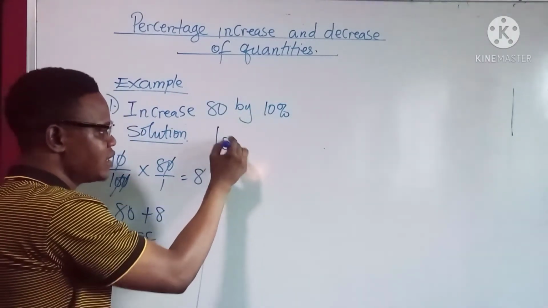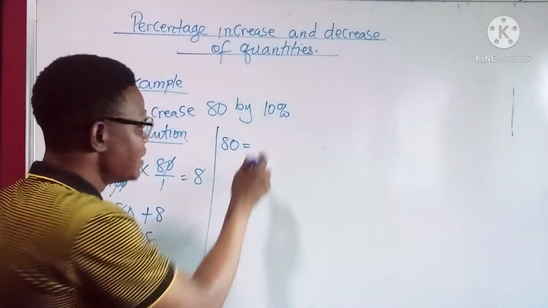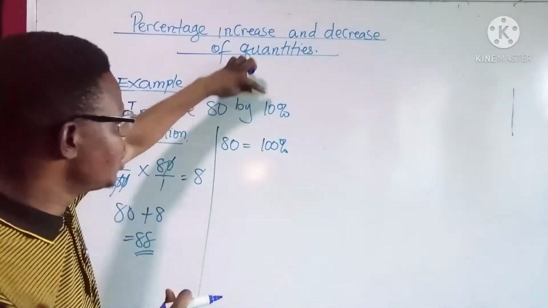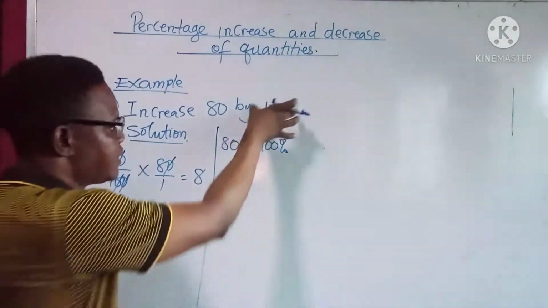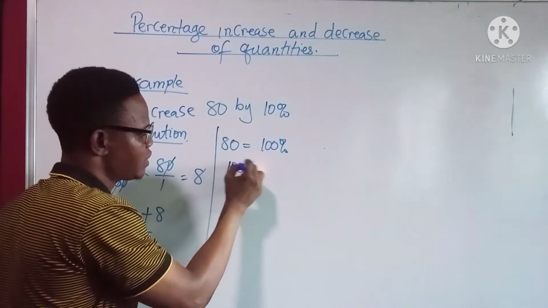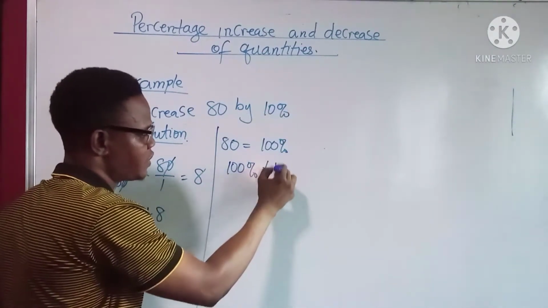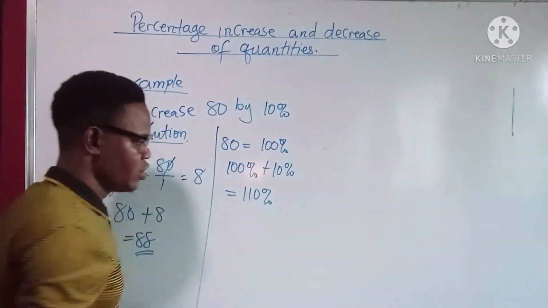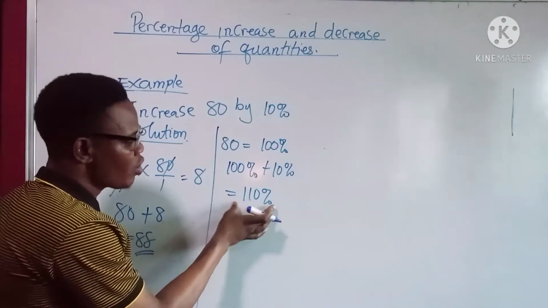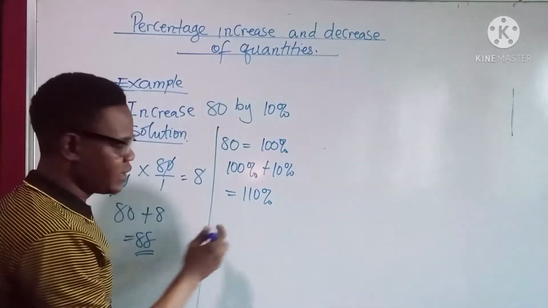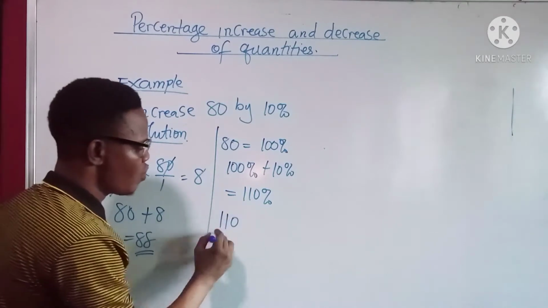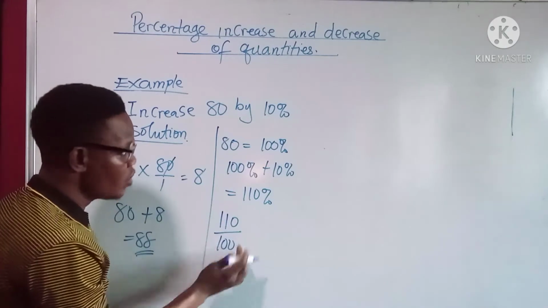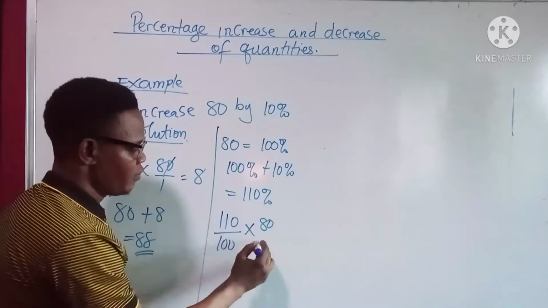So the second method is this. The 80 itself, which is the original value, is 100% on its own. So now the new percentage at which we are increasing the 80 is 10%. So we say this 100% plus the 10% equals 110%. So now we go ahead and find 110% of 80. So that is 110 over 100. Don't forget, 110% means 110 over 100 times 80 over 1.